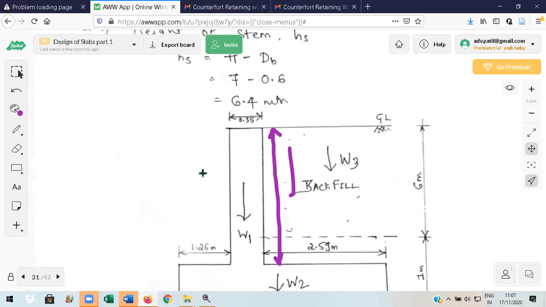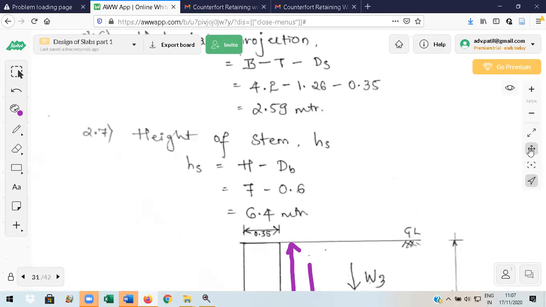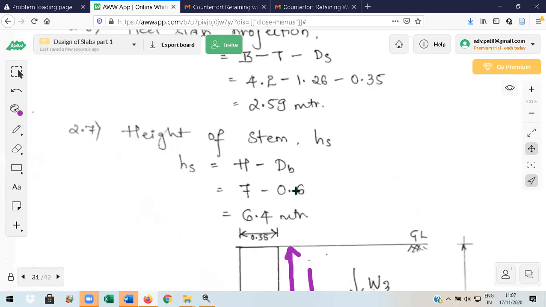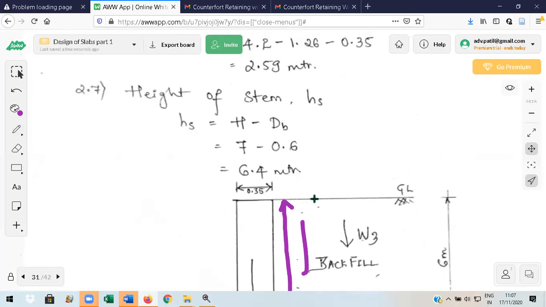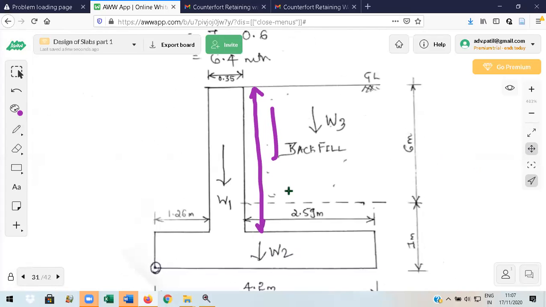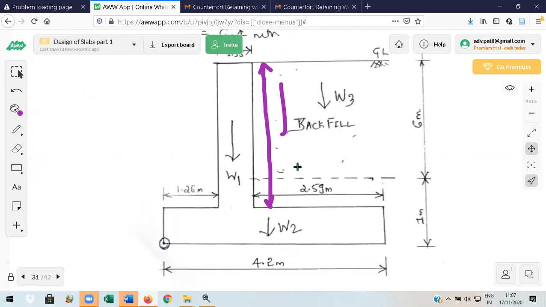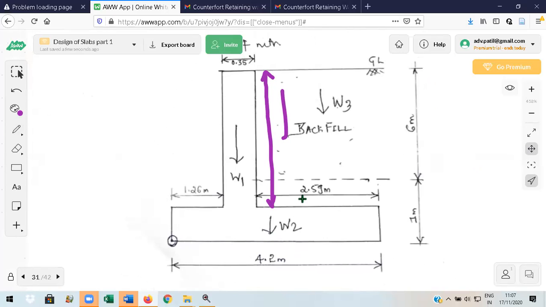In this way, we have to calculate them separately. H minus d_B. Base thickness, d_B, I can call it base thickness, which is 0.6. So 7 minus 0.6. Whatever height they have given in the problem, 6 meters is given. Based on this only, I have calculated all these dimensions. You try to understand. Basically, this 6 meter is used to calculate all these things. It means you have to finalize the preliminary dimensions using the height of earth to be retained.